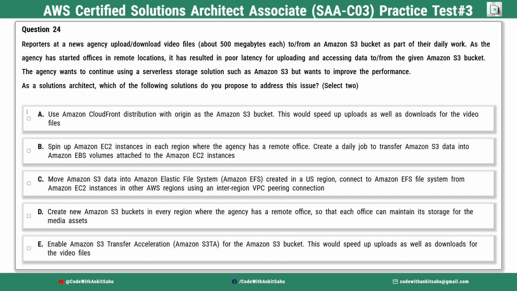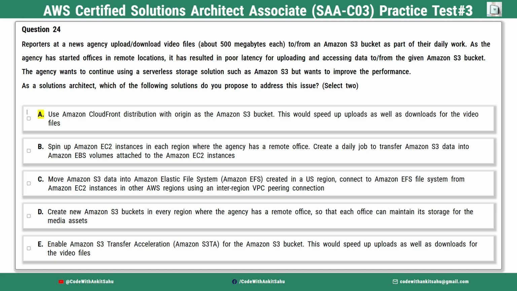Question 24. Reporters at a news agency upload/download video files, about 500 megabytes each, to/from an Amazon S3 bucket as part of their daily work. As the agency has started offices in remote locations, it has resulted in poor latency for uploading and accessing data to/from the given Amazon S3 bucket. The agency wants to continue using a serverless storage solution such as Amazon S3 but wants to improve the performance. As a solutions architect, which of the following solutions do you propose to address this issue?